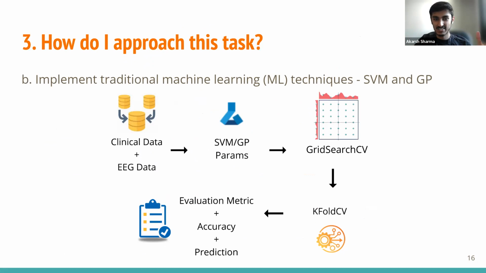So just combine the two data sets, clinical data, EEG data, use one model, get the best parameters, and do something called k-fold cross-validation, just to ensure that our results are robust and reliable. And you get your prediction, accuracy, and evaluation metric. For this, we used a bunch of different machine learning models: SVM, which is called support vector machine, and we used Gaussian process. And I particularly tried different kernels.